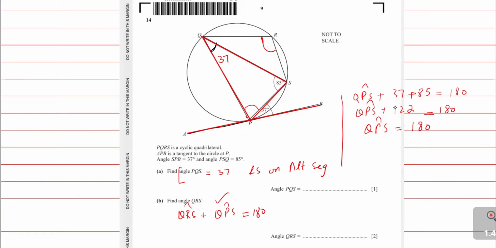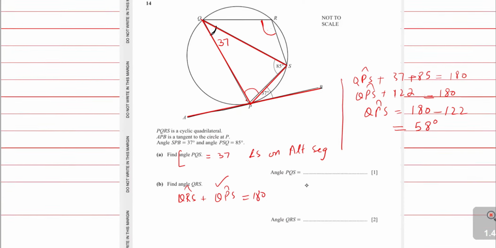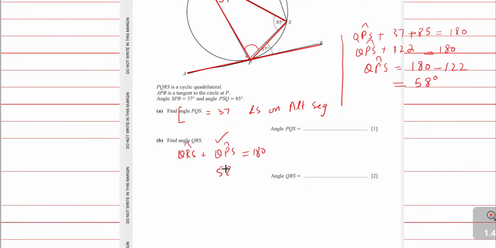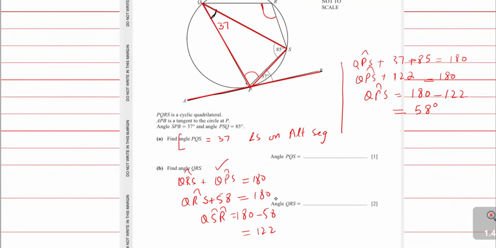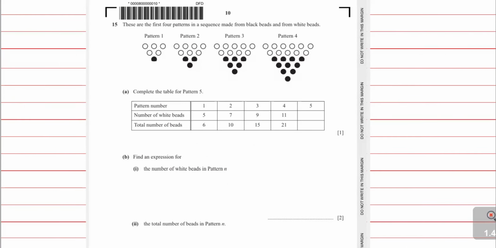180 minus 122, and this will be equal to 58 degrees, and therefore the angle QPS is 58, and QRS plus 58 equal to 180, and QRS will be equal to 180 minus 58, that will be equal to 122. Therefore, we write here the angle QRS is 122. This is the answer. Question 15.